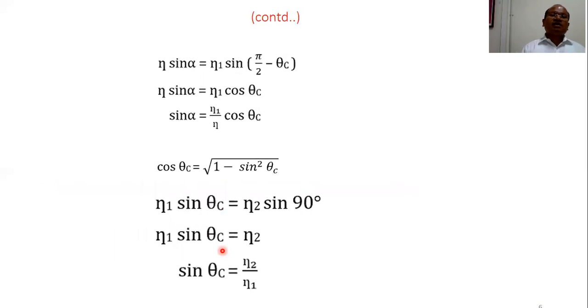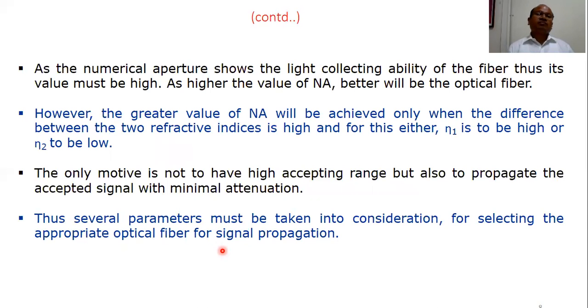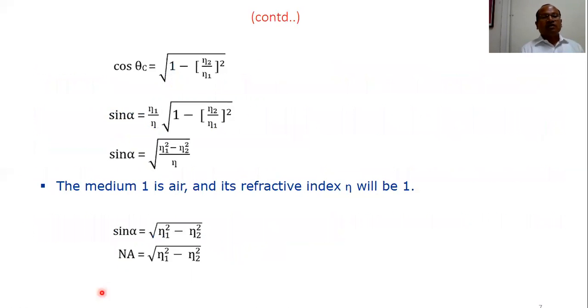Where is the acceptance angle? Sine alpha, where alpha is the acceptance angle, is the numerical aperture. The numerical aperture indicates the light collecting capability of the fiber. Its value must be high. If we want more light to enter so that a strong signal can propagate, the numerical aperture must be as high as possible. So the higher the value of NA, the better will be the fiber.